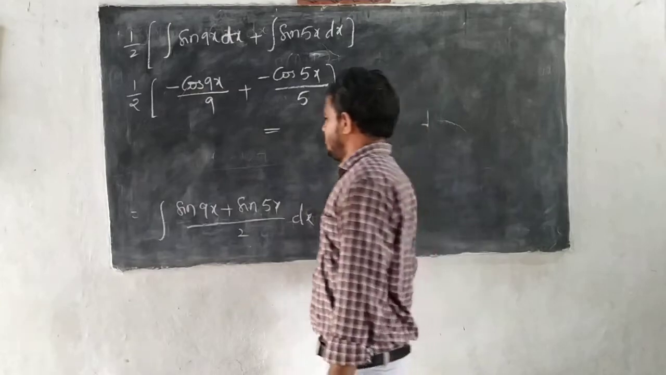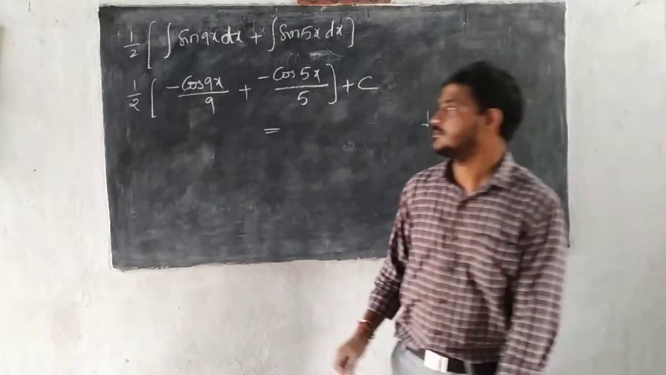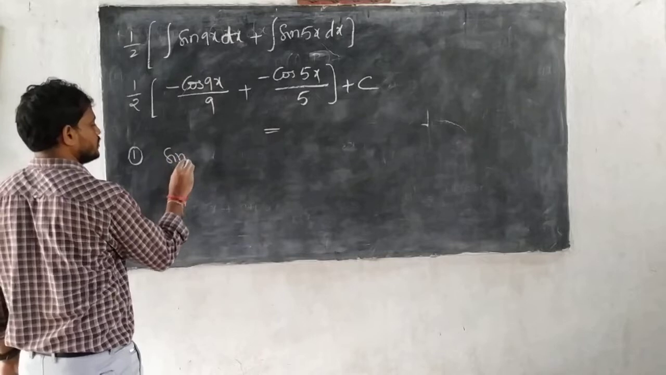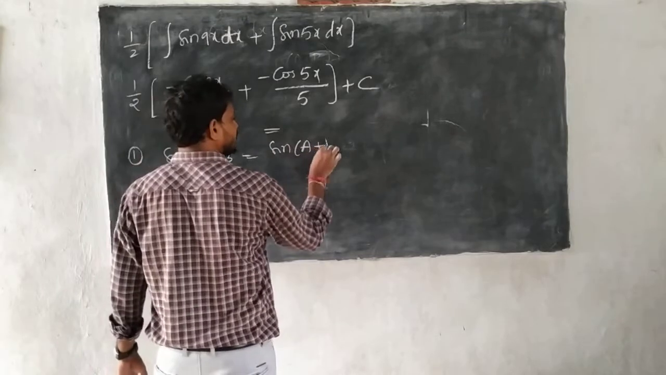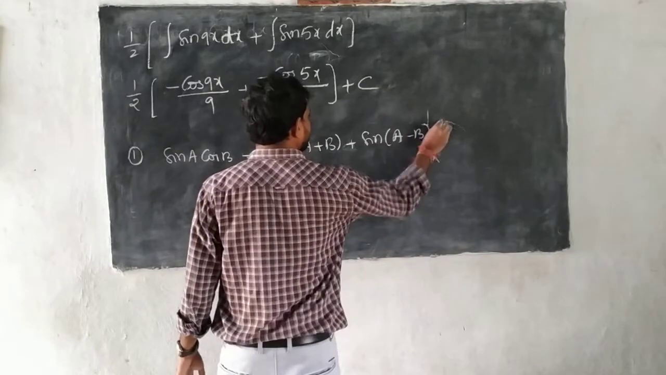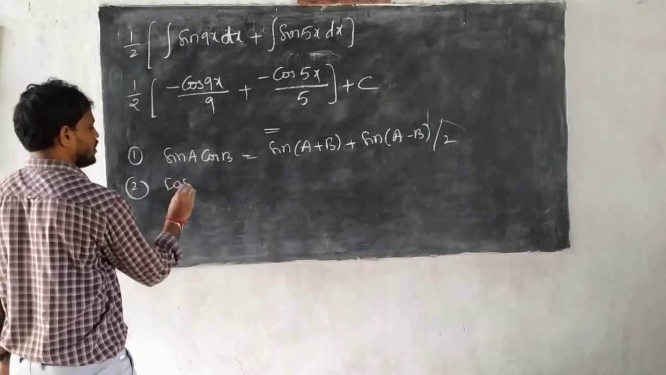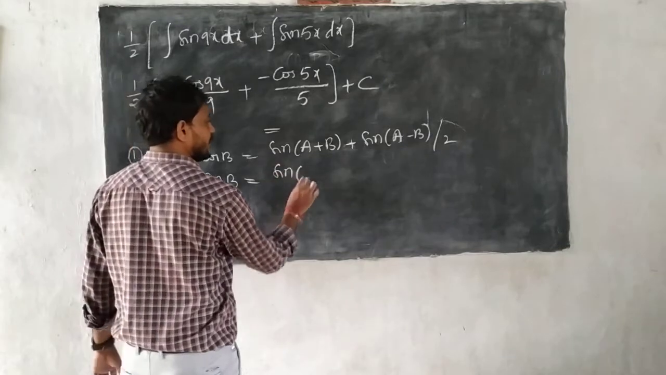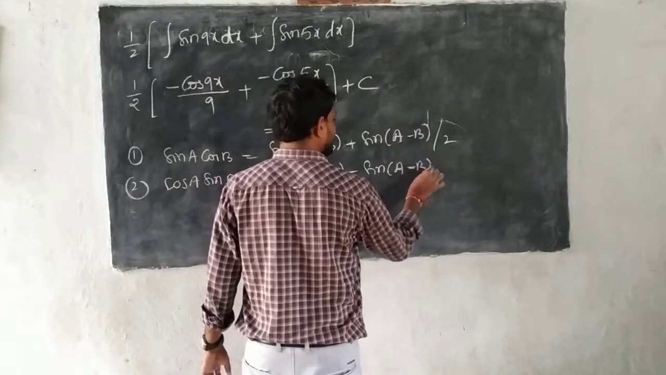So I will write those formulas here. Make a note of them. First formula is sin A cos B, that is sin of A plus B plus sin of A minus B by 2. And second one, cos A sin B, is sin of A plus B minus sin of A minus B by 2.